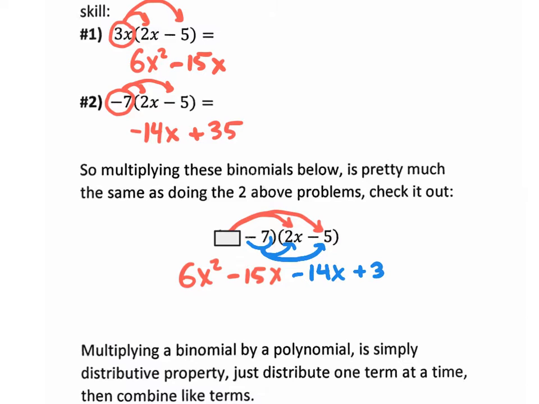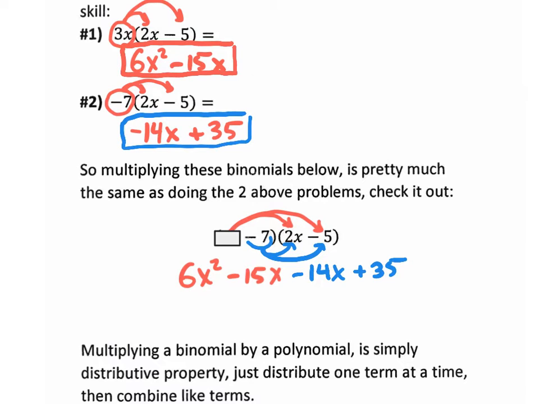Positive 35. Now, as you could see, guys, it's the same thing as number 1. Look at number 1. I got this red answer up here for number 1. That was distributing the 3x. And then I got this blue answer for distributing the negative 7. So it's really the same skill that we already knew how to do, just distributing, right?